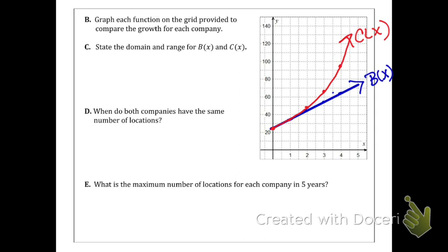All right, C says to state the domain and range for B of X and C of X. So for B of X, be careful because it is linear, but we're dealing with a real world scenario. We can't have less than year 0, right? So we know that our domain is going to go from year 0 to infinity. And its range is going to start at 25 and go up.